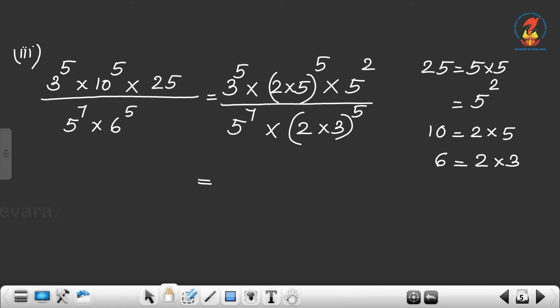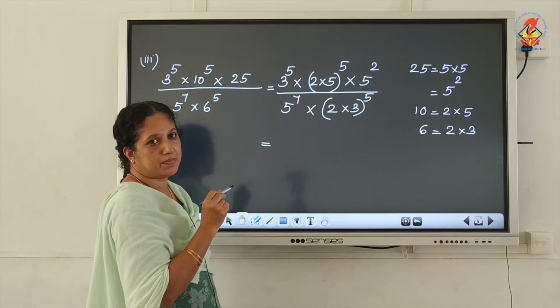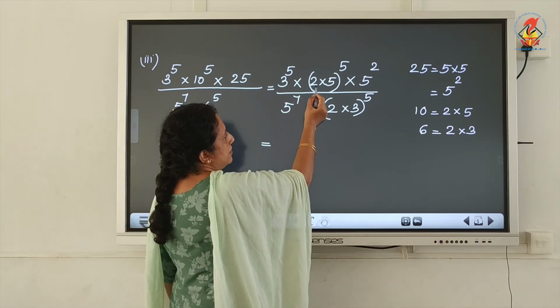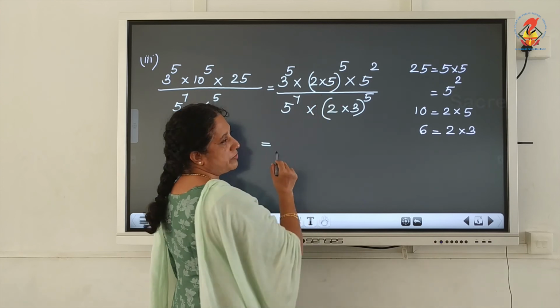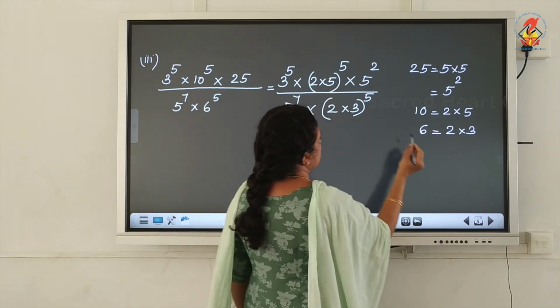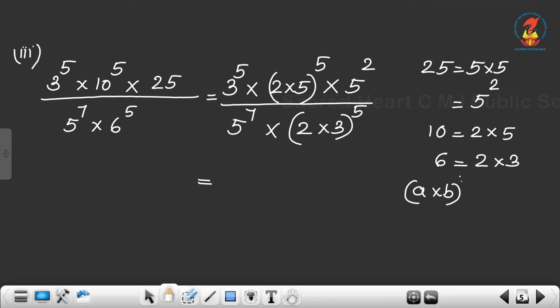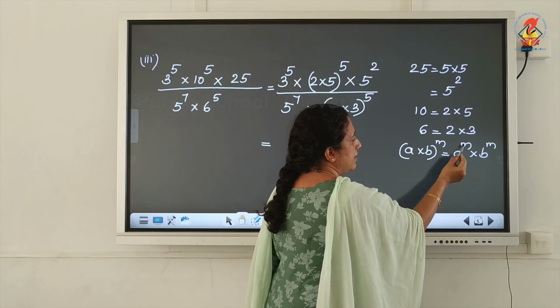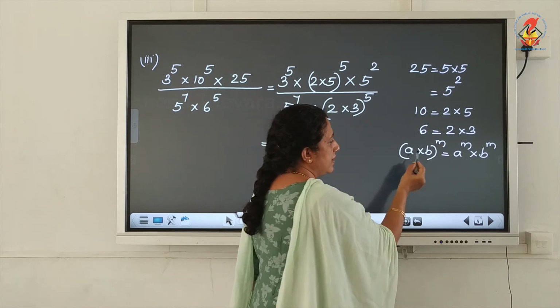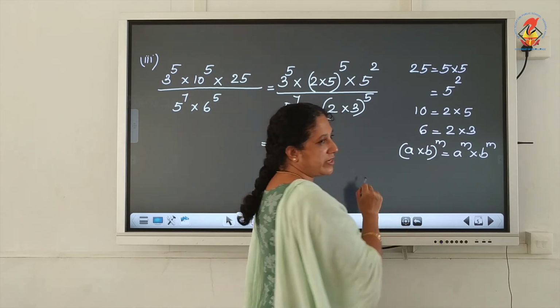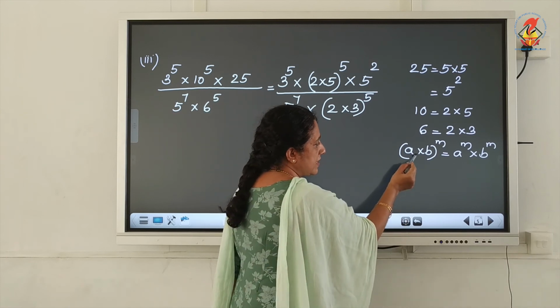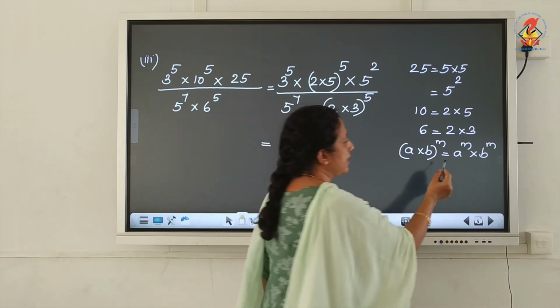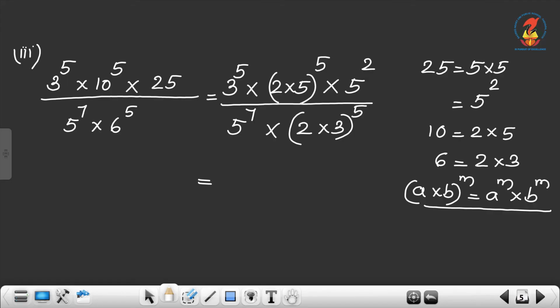Then equal to, using the laws we can write this one also, (2 into 5) whole raised to 5, using which law? Here the bases are different. So (a into b) whole raised to m, we can write it as a raised to m into b raised to m. So we already learned a raised to m into b raised to m. Here the bases are different, the exponents are same, then we can combine the bases, (a into b) the whole raised to m. Therefore, if it is given as (a into b) the whole raised to m, we can write as a raised to m into b raised to m.